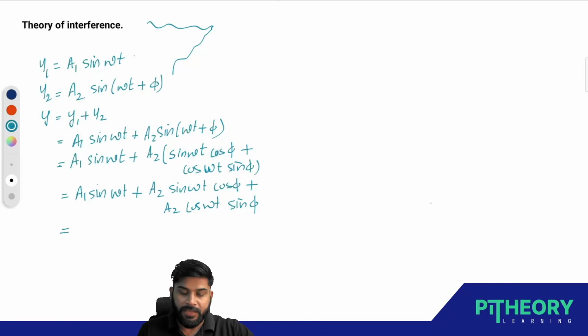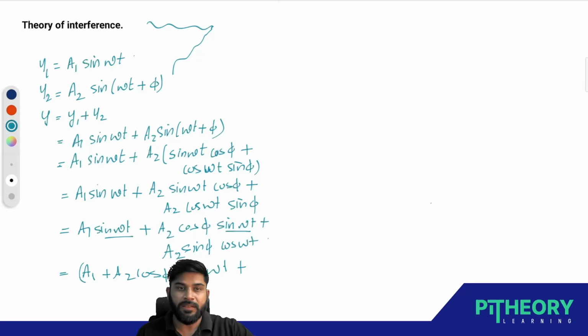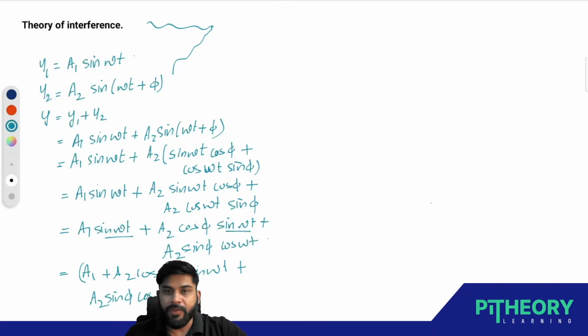Or I'm rewriting this as A1 sine omega t plus A2 cos phi into sine omega t plus A2 sine phi cos omega t, correct? So here in the first two terms you can see sine omega t is common. So you do one thing, you can write A1 plus A2 cos phi into sine omega t plus A2 sine phi cos omega t. I hope you got this.